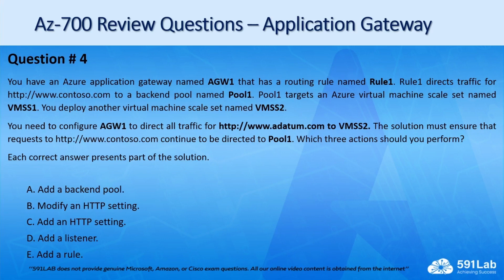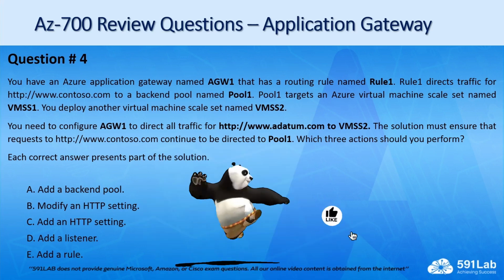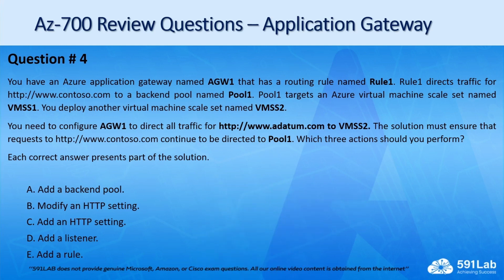Here in our question 4, you have an application gateway named AZ-700, fine, that has a routing rule named rule 1. We have seen in our lab as well, we have created an application gateway and then created a rule 1 as well. Okay. Now rule 1 directs traffic for www.contoso.com to a backend pool named pool 1. Okay, that's interesting. So basically rule 1 has the option to direct the traffic from www.contoso.com to pool 1. Now, pool 1 targets an Azure Virtual Machine scale set named VMSS1. And you deploy another virtual machine scale set named VMSS2.